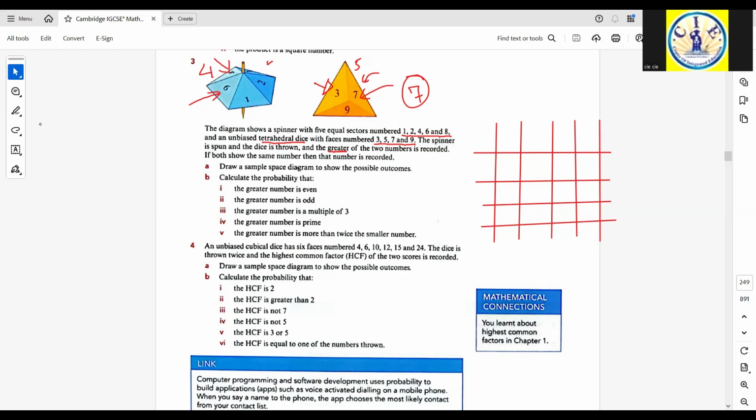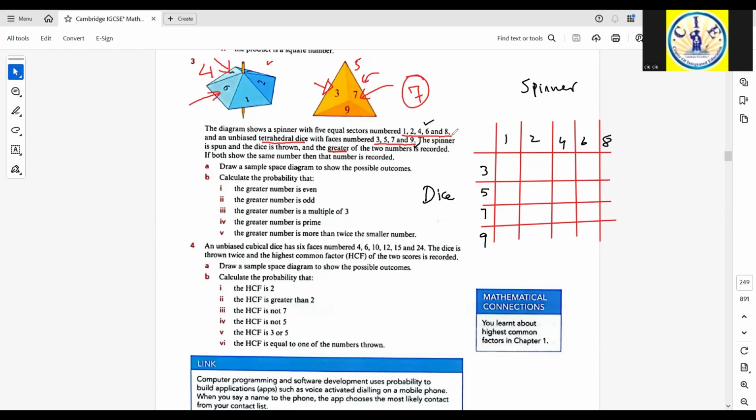So let me write them down. For the spinner, and I would be writing here for the dice. The numbers for the spinner are 1, 2, 4, 6, and 8. And for the dice are 3, 5, 7, and 9. These numbers. Now, how do we need to fill them up?